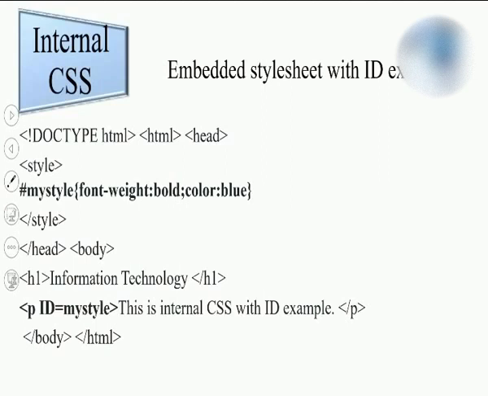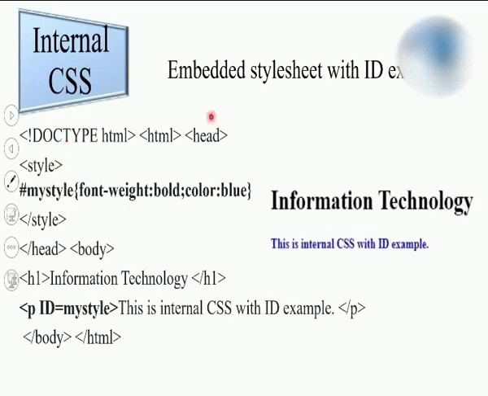So obviously this is internal CSS with ID example. The text which I wrote inside the paragraph tag will have the bold format as well as the blue color, as specified inside the style tag, again here inside the header tag. So let us see the output. Yes, this is the output which you will get by this program. For the paragraph you will have the blue color and the bold format. So this is the internal CSS which will be applied for a single page.